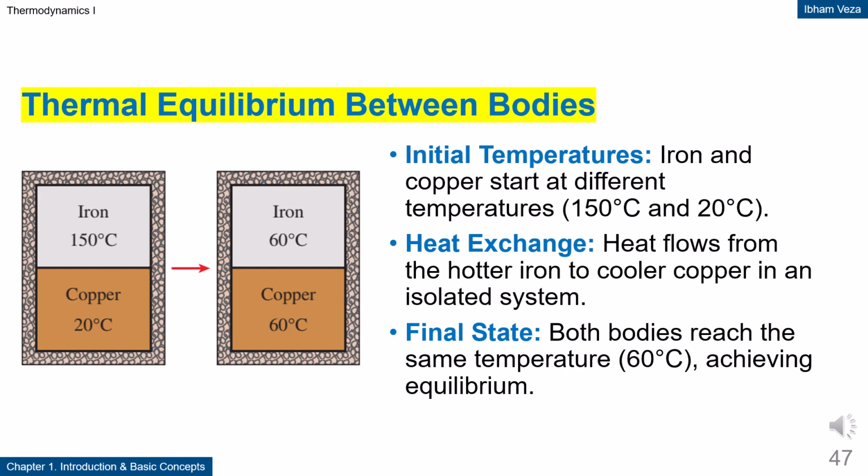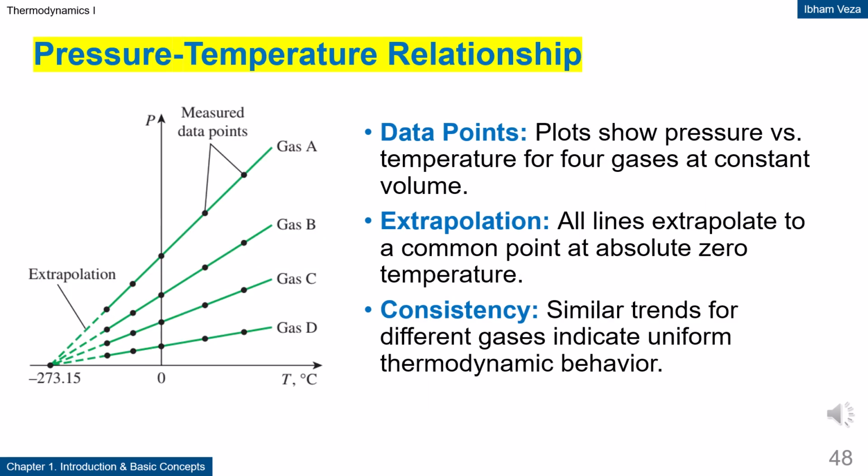Thermal equilibrium between bodies. Two bodies at different temperatures placed in an isolated system will exchange heat. Heat always flows from the hotter body to the cooler one. This process continues until both bodies reach the same temperature. This condition is called thermal equilibrium. This example shows a direct application of the 0th law of thermodynamics.